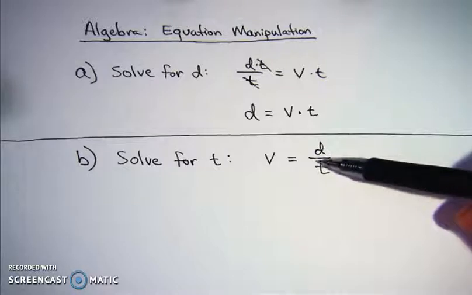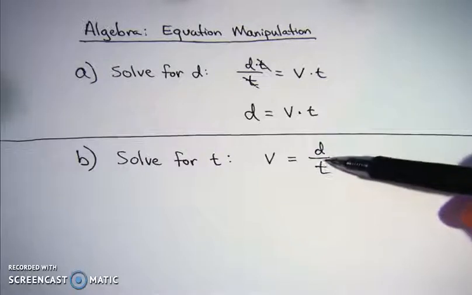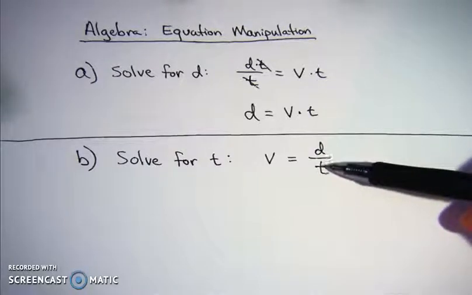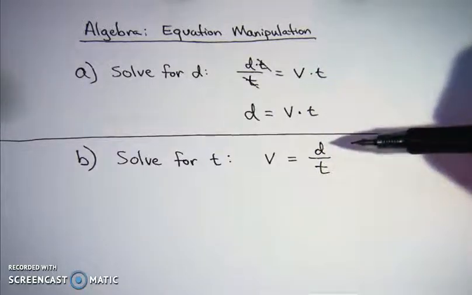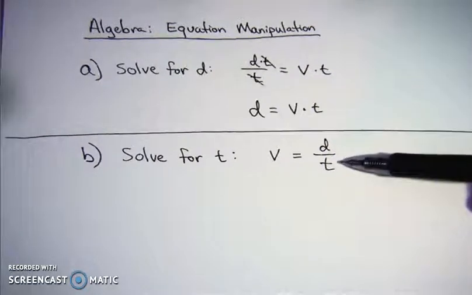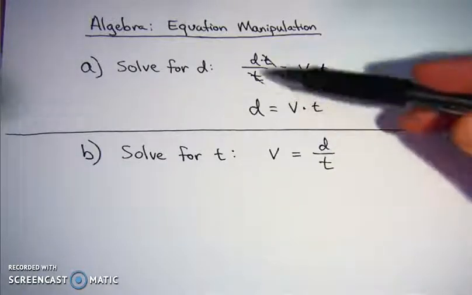Never ever divide by the numerator. If you do, and we divide by d down here, you'll end up with 1 over t. That is not t by itself, that is 1 over t, and that does not solve for t. Please never divide by the numerator. So if you want to isolate a variable, and it's on the bottom, you have to multiply both sides by that, just like we did over here.